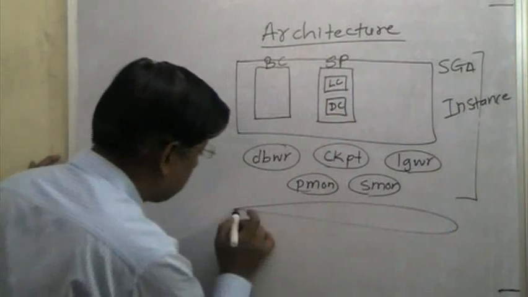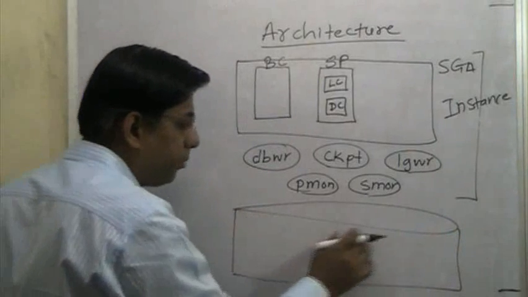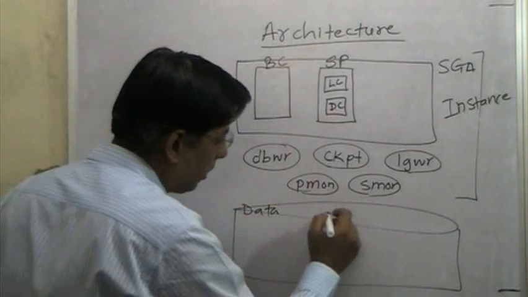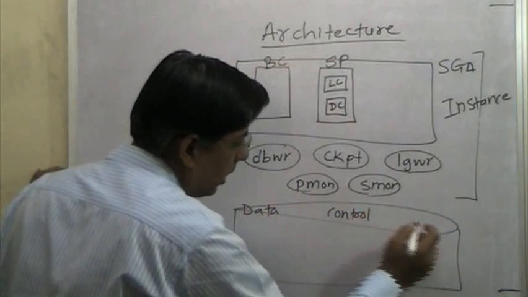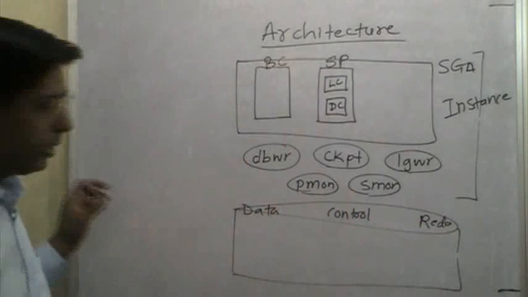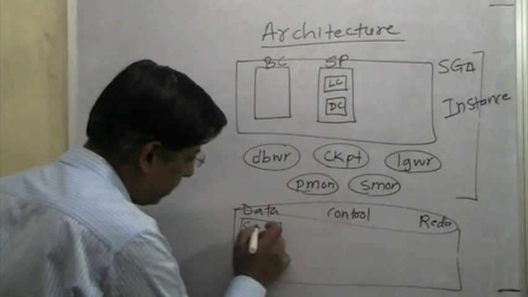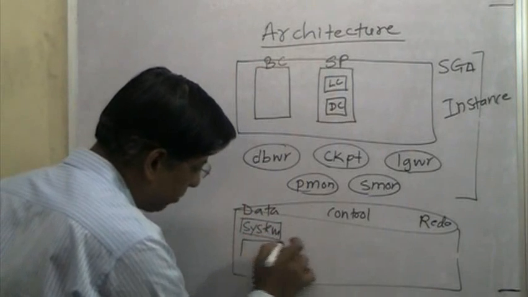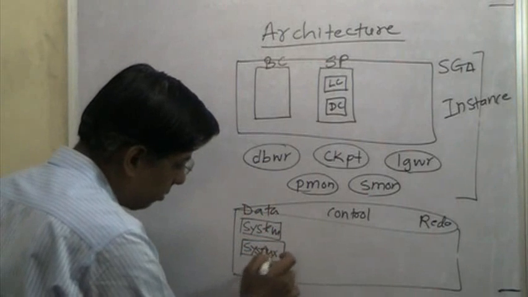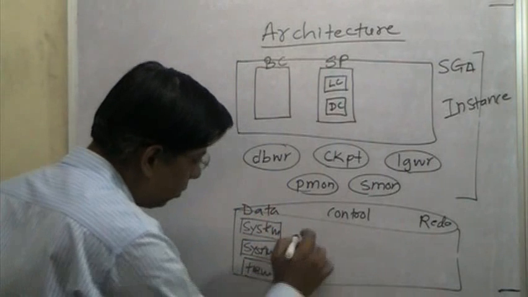So now this is my hard disk. On my hard disk I have at least 3 main types of files. One is the data files, then the control files, and then the redo files. Data files are basically the table spaces. The first one is the mandatory system. The second, which is mandatory starting from 10G onward, is sysaux, system auxiliary. Then temp and undo.